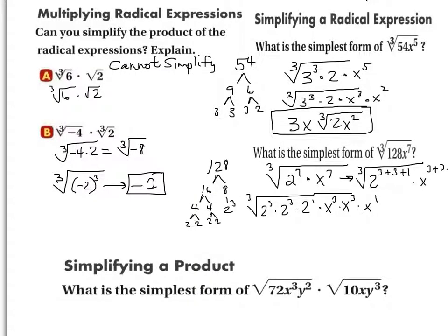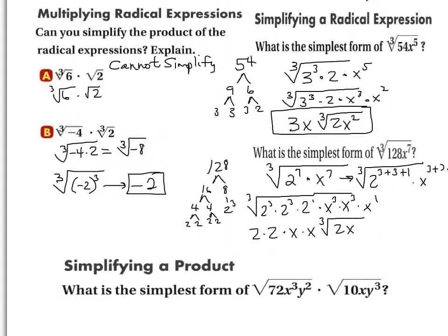Okay? Now, all the things on the inside of the root that have cubes are going to move to the outside. So, as I look at this, this is going to move to the outside, this, and this. So I have a 2 times 2 times x times x. And the things that I can't take out are going to stay in here. These are the 2 that I can't take out because they don't have at least 3.